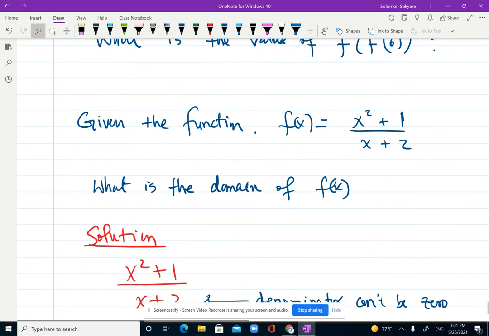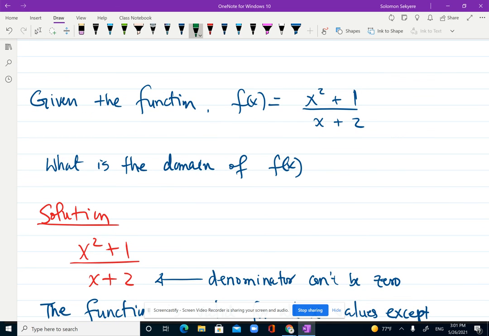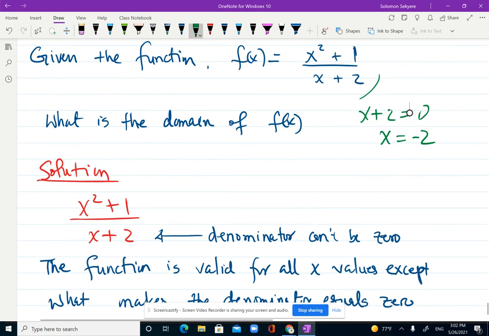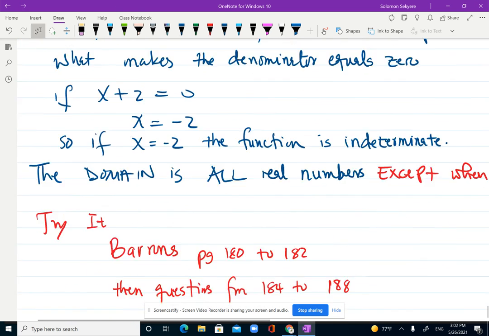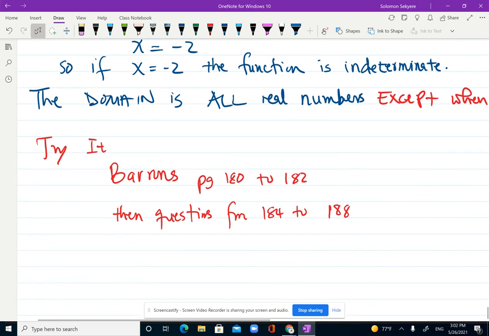All right. What about the domain of this function here? This function has a denominator. So this denominator here cannot be equal to 0. So the domain will be all values except when x plus 2 equals 0. So except when x equals negative 2. So this is valid for all values except when x equals negative 2. All right?